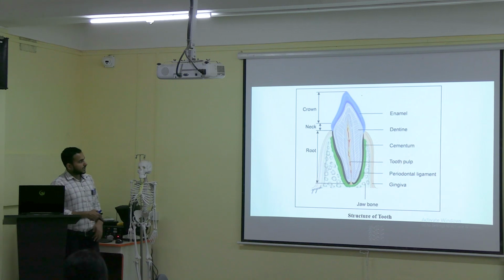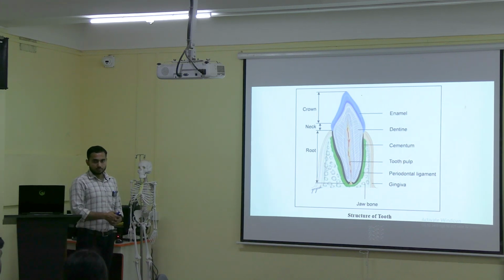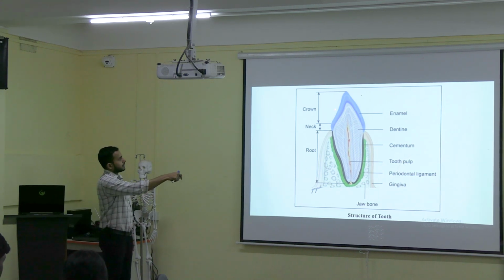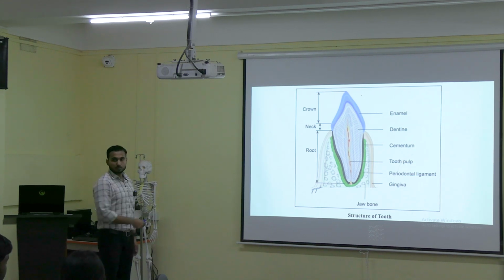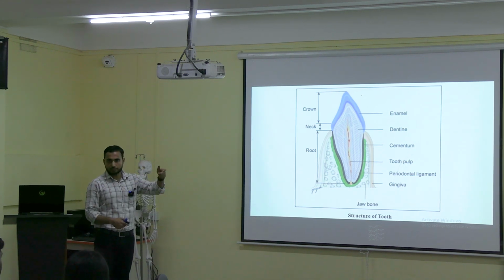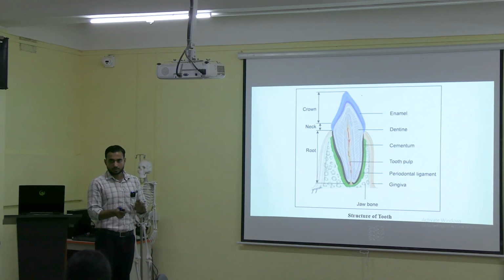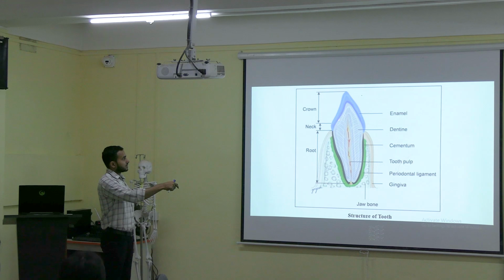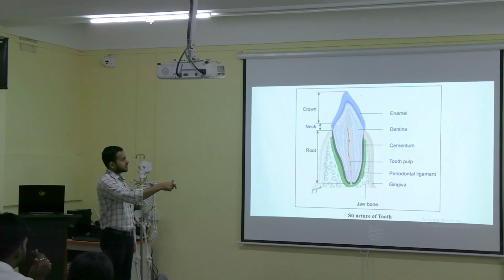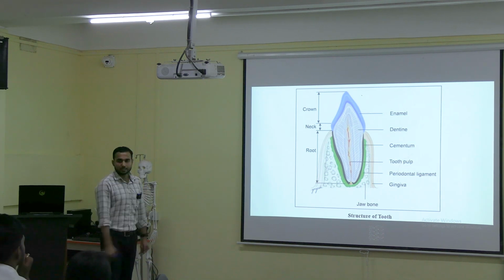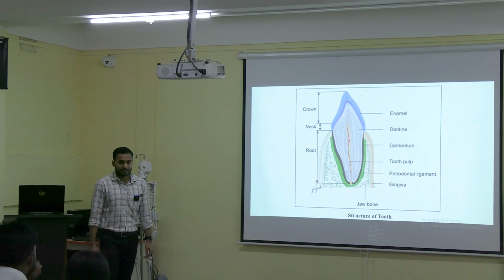Now everyone, you are aware of this particular diagram. The part shown in blue color is the crown part, and you can see the crown part is covered by enamel, the hardest material. Next, deep to that, can you see those lines? Now this is the dentine.